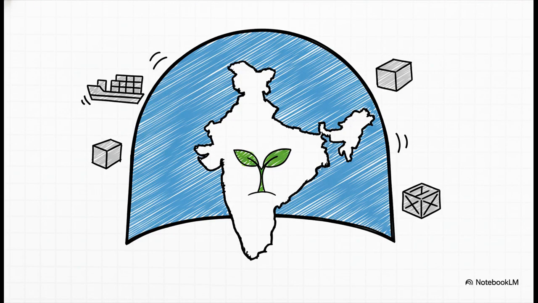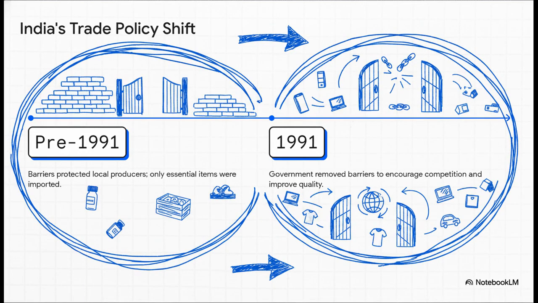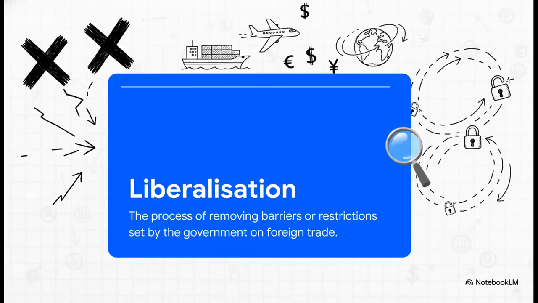For many years after independence, India had these kinds of barriers in place. This was a deliberate policy to protect our own producers who were just starting out and needed that support. However, around the year 1991, a major change in policy took place, as you can see on this timeline. The government felt the time had come for Indian producers to compete on a global level. This process of removing the barriers is known as liberalization.